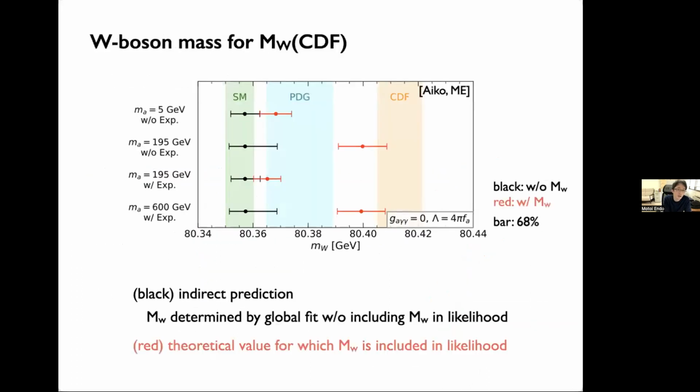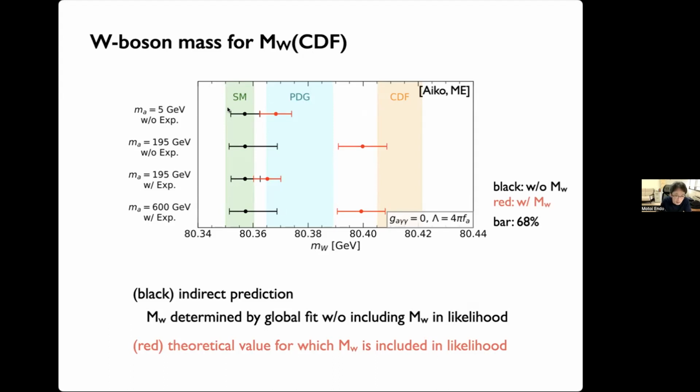In order to understand the goodness of fit, let's consider the W boson mass. When we adopt the CDF value, the largest tension comes from the W boson mass. So the goodness of fit can be understood in terms of the W boson mass. This is a plot of the W boson mass for various ALP masses. This green band is the standard model prediction, this cyan band is the PDG value, and this orange band includes the CDF result.